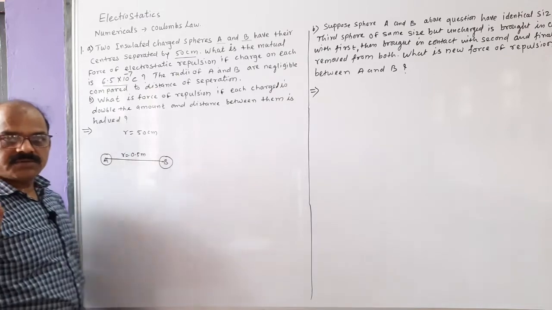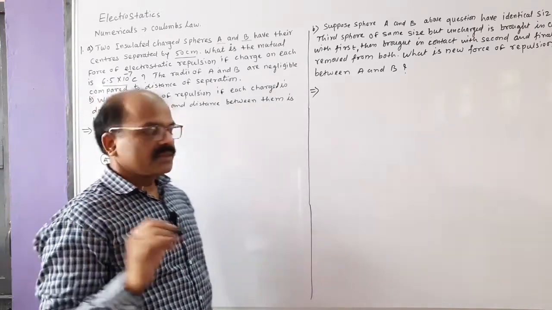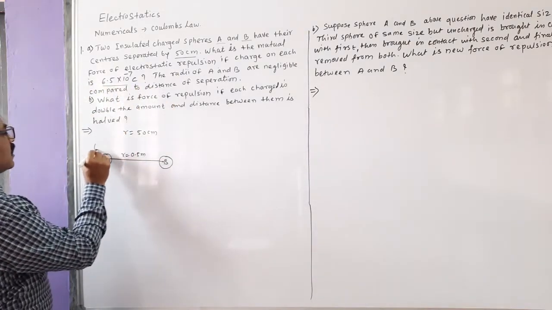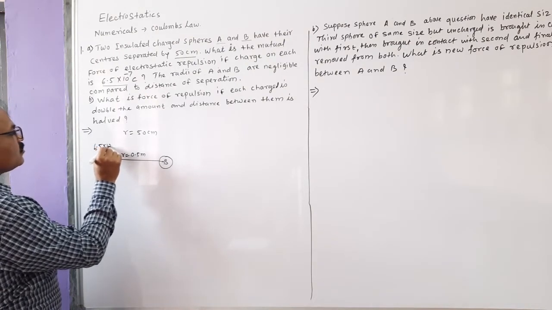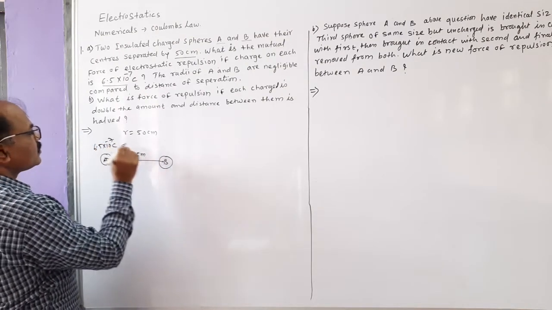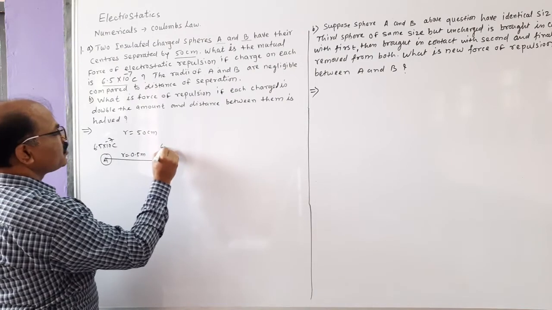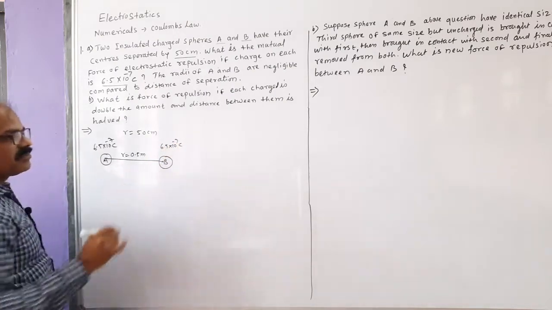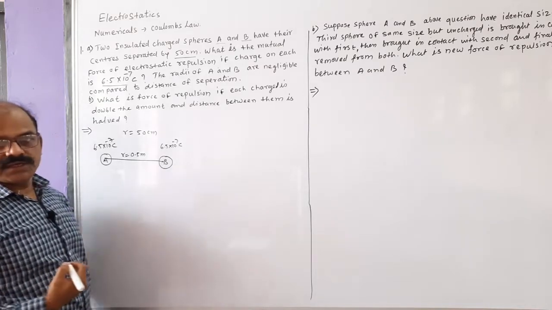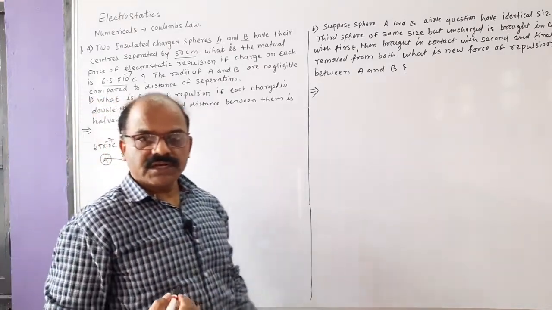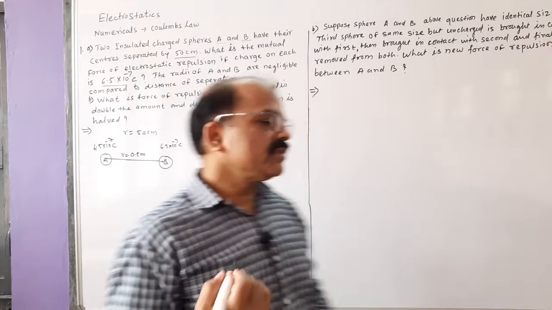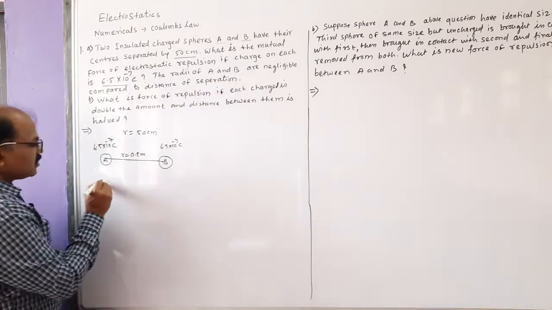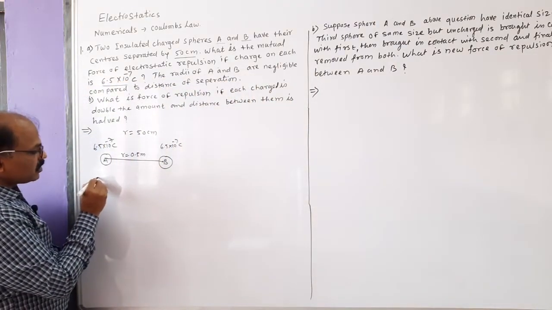The electrostatic force of repulsion: this is the charge on A 6.5 into 10 raised to minus 7 coulomb, charge on B 6.5 into 10 raised to minus 7 coulomb. So they will repel from each other, and we have to find out the electrostatic force of repulsion between them. So let's write the Coulomb's law.